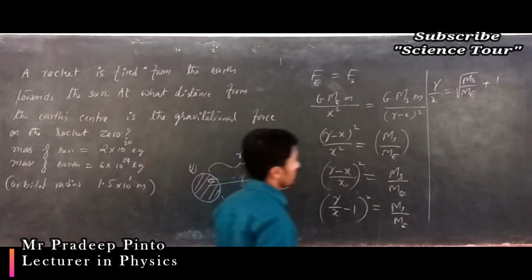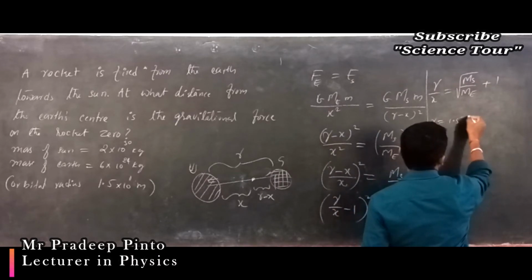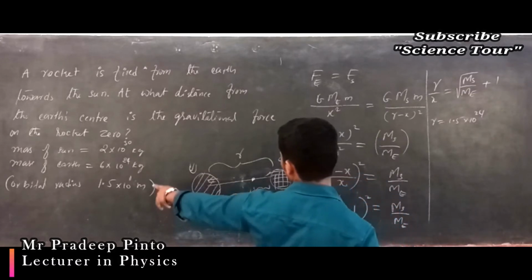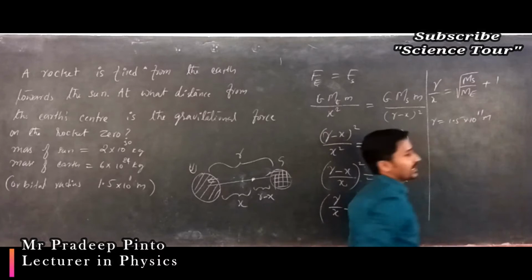Now can you find it out? Substitute all the things. R I know, that is 1.5 into 10 to the power 11 meters.